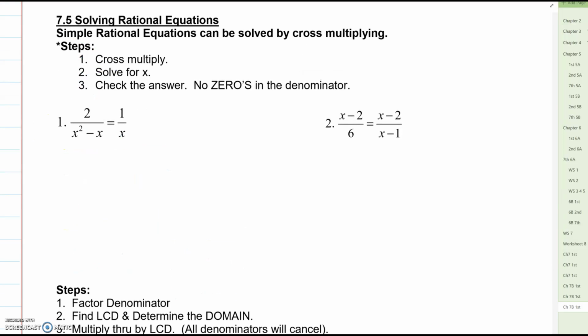Jumping in your notes to section 7.5, solving rational equations. Today we are going to look at cross multiplication. The only time in math that you can cross multiply is when you have fraction equals fraction. It's the only time that you can cross multiply.